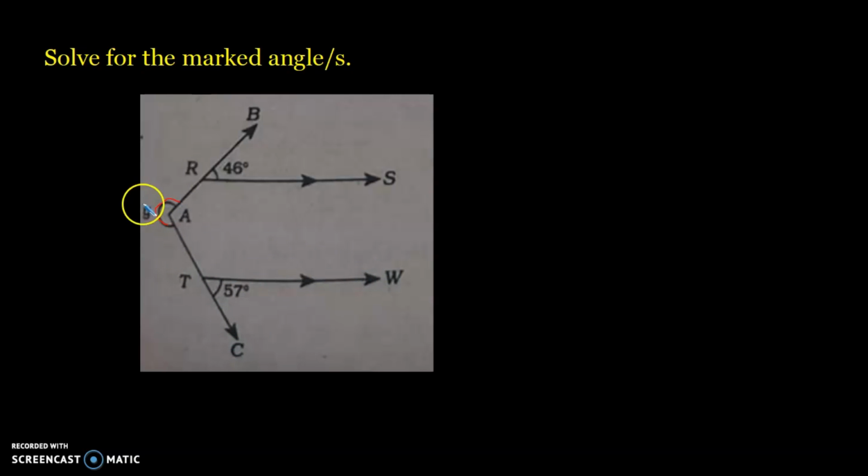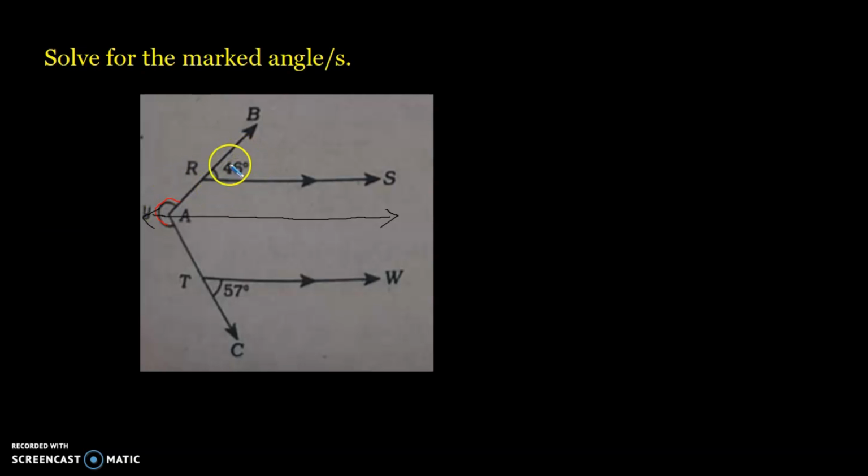So, what shall we do? Again, we construct or we draw a horizontal line along or through the vertex, which is A. So with that, meron na tayong parallel lines and then transversal. Isa, parallel lines and then transversal, dalawa. Okay? So we make use of this given.